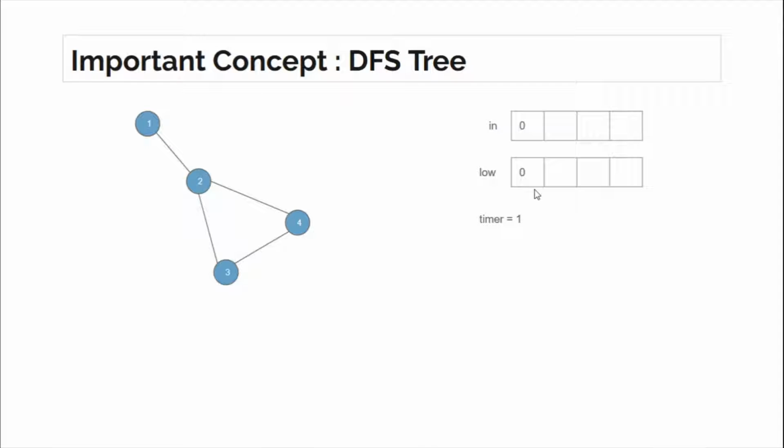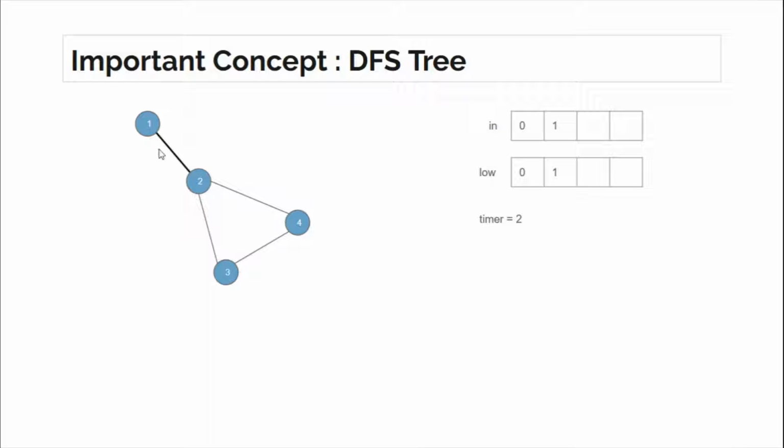Now in the adjacency list of node 1 there is 2, right? So we would make a DFS call to node 2, and this would be marked black because this is a forward edge. We don't actually have to mark it, it is just a visual representation. It is not actually a thing we do in coding. So now we are at node 2. Node 2's in and low time would be initialized to 1, and we would increment the timer. In the adjacency list of 2 there are 1, 3 and 4, right?